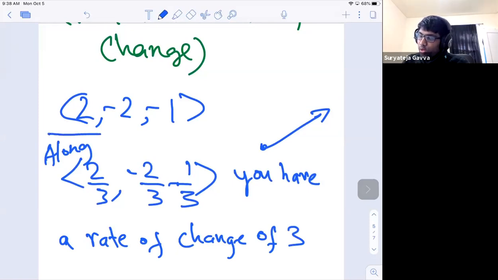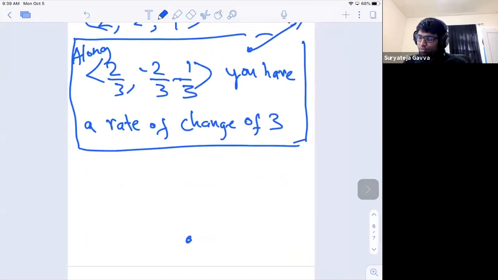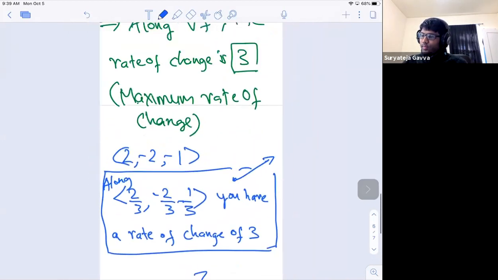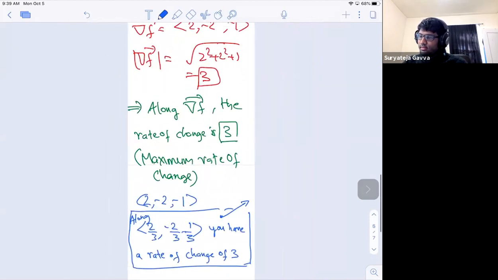So it means that if you move along the given vector, you'll only get 4 over 7 as the rate of change. But if I move along this vector, I'll have the maximum rate of change, right? So I can move along x-axis, y-axis, or z-axis. You can move along that given vector. So right, all I'm computing is the gradient vector, and I'm saying along the gradient vector, you have the maximum rate of change.